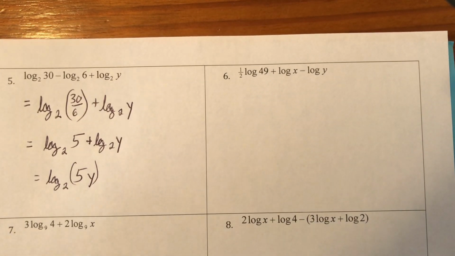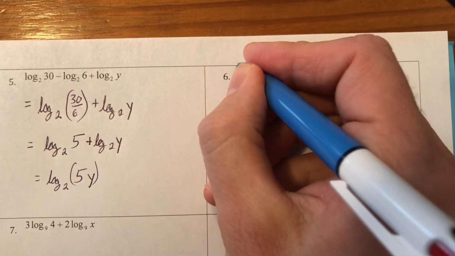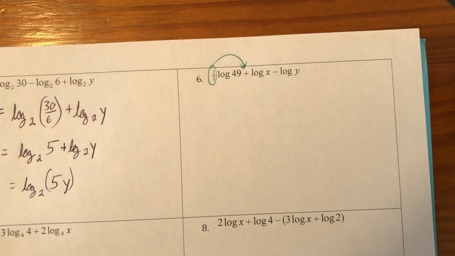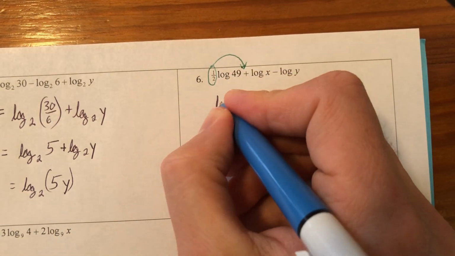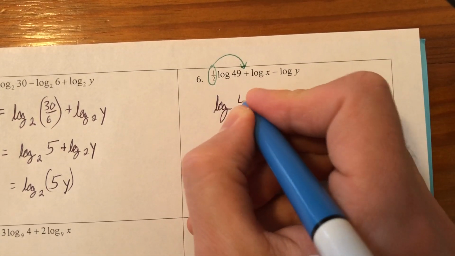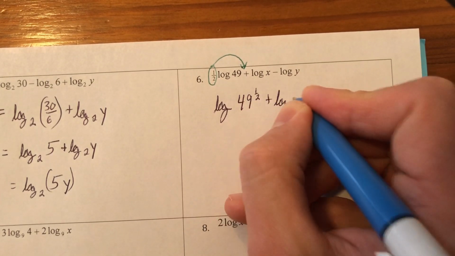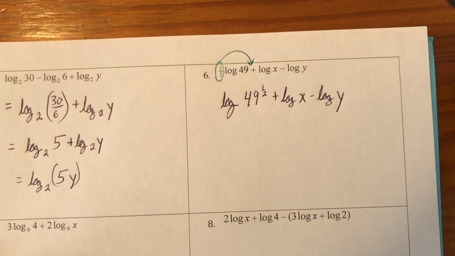The next one has a coefficient that needs to become an exponent. The 1/2 is going to move up. So the next step looks like this. We're just going to rewrite everything, only the 1/2 is going to come up. So log base 10 of 49 to the 1/2 plus log of x minus log of y. And where we can simplify, let's do.